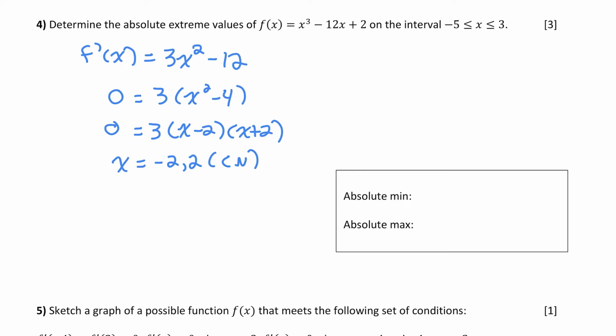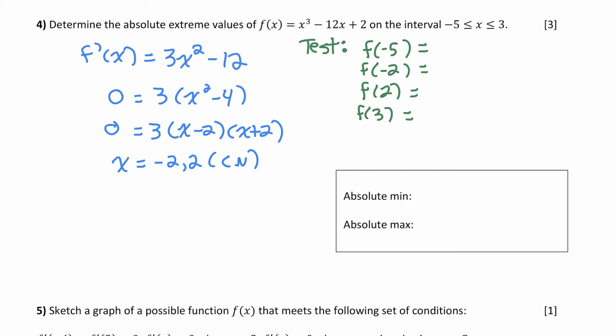If I want to find the absolute extrema on the interval between -5 and 3, I'll have to test the value of the function at the endpoints of the interval, so at -5 and at 3, but also at any critical numbers between -5 and 3, and we found two of them. We found -2 and 2. So I'll find the value of the function at all four of those x values. Whatever the highest one is, that's the absolute max, and whatever the lowest one is, that's the absolute min.